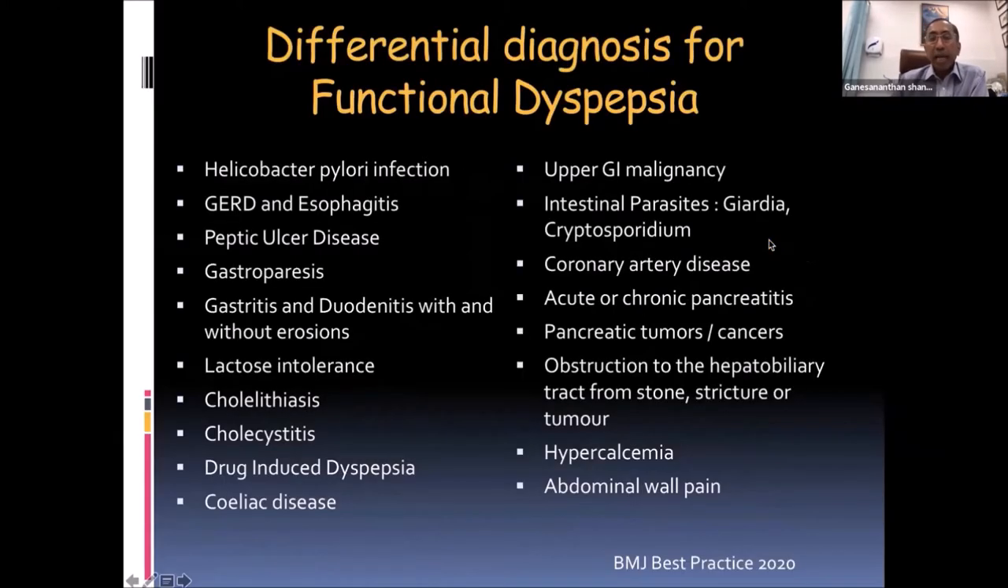Now, your differential diagnosis for functional dyspepsia encompasses all this and a lot more. Look and think about all these differential diagnoses when you're clerking your patient. If you think that something's amiss, you would send the patient for investigation, or you would investigate the patient.